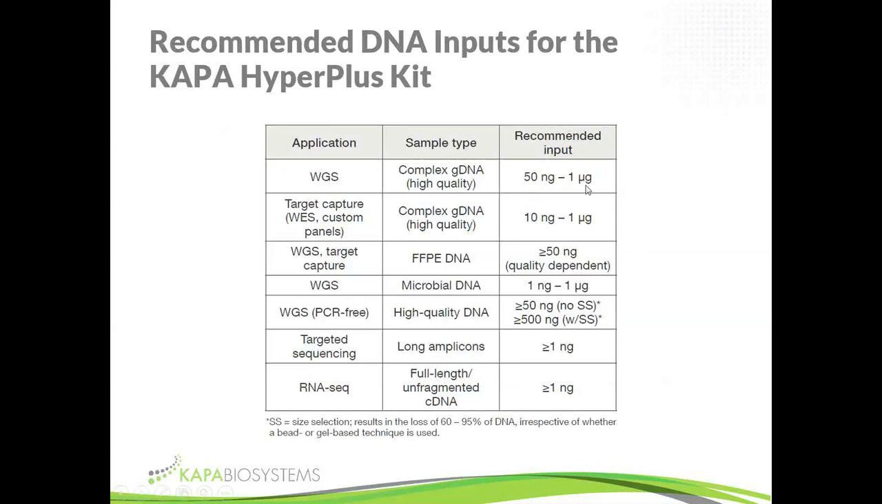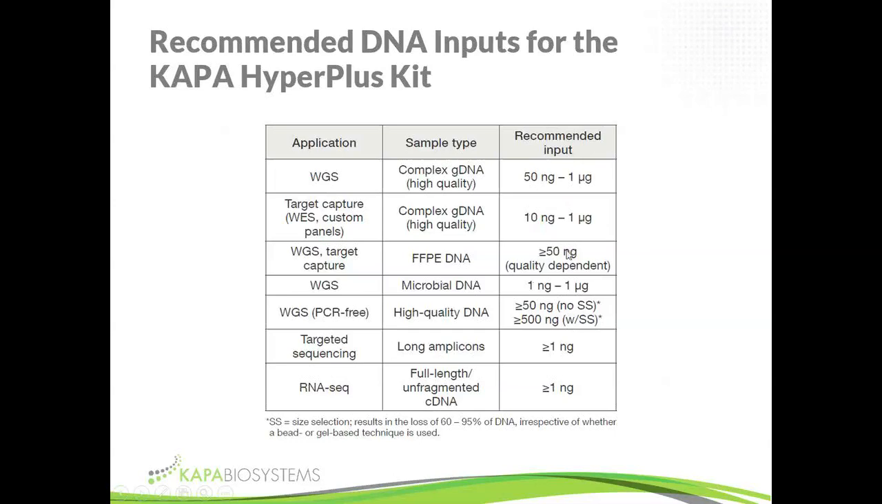Below 50 nanograms, you're going to have a really hard time trying to make a library where you can achieve 30x coverage uniformly across every single base. For target capture and custom panels, because you're interrogating a smaller sequence space, you can get away with a little less. The upper limit is just determined by the chemistry, so you can go up to a microgram with the HyperPlus kit. For FFPE DNA, a microgram is the upper limit, but nobody ever has a microgram.